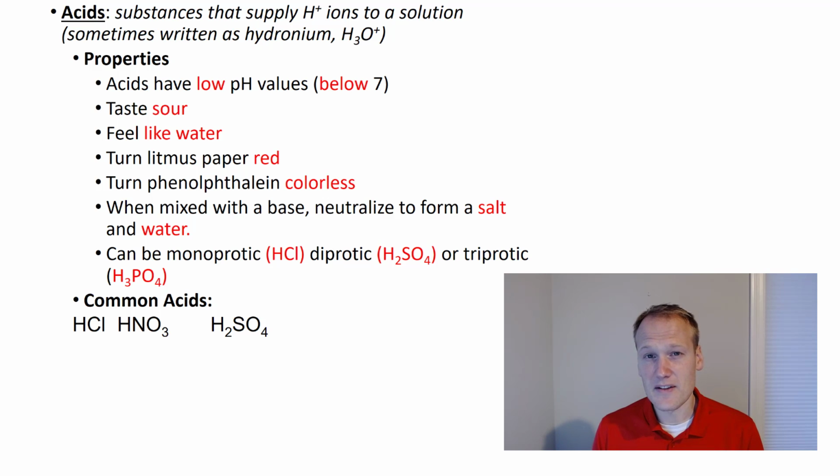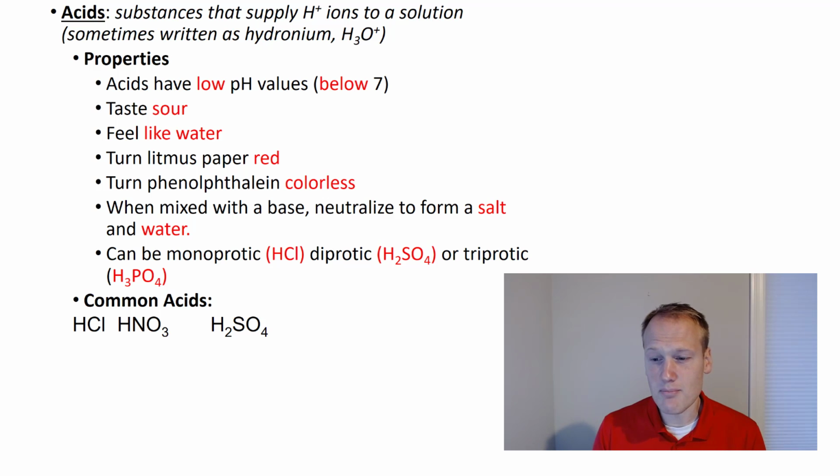Litmus paper and phenolphthalein are indicators that tell us if we have an acid or a base. If the litmus paper turns red in the substance, that means the substance is acidic. And if phenolphthalein stays colorless, that also means that it's an acid. If you mix an acid with a base, that will neutralize the acid and it'll produce a salt with water. And as we said earlier, acids always produce an H+ ion when they're put in water.